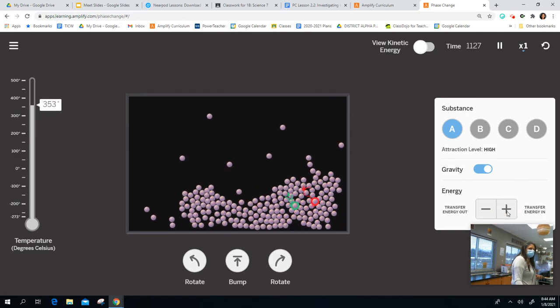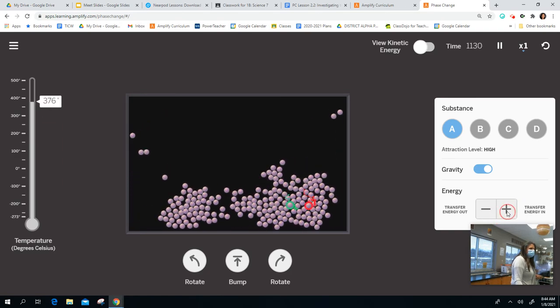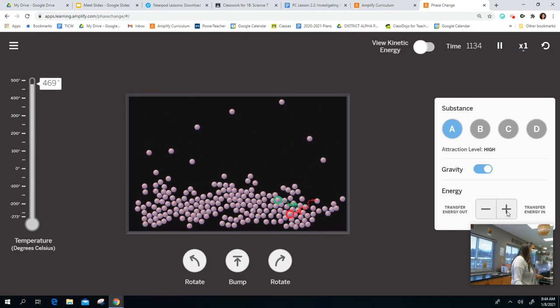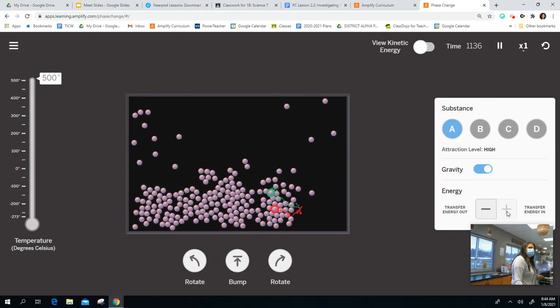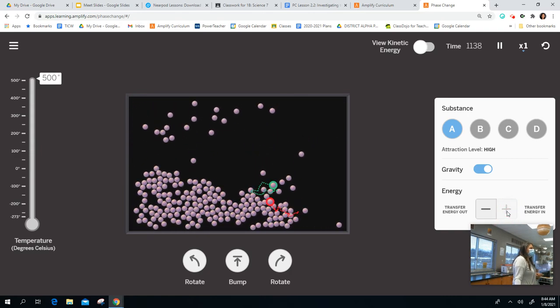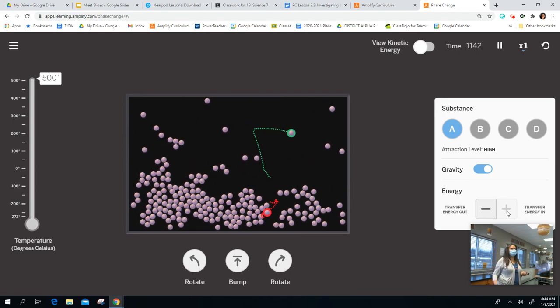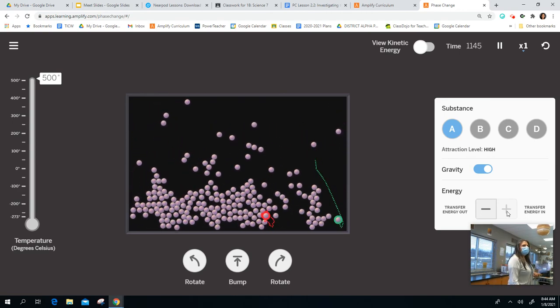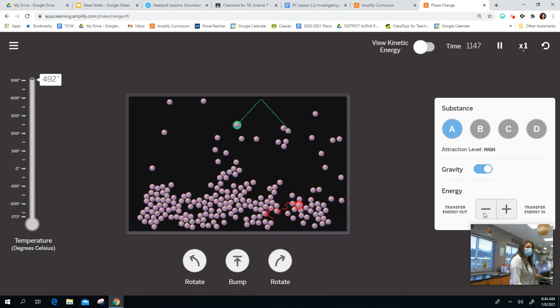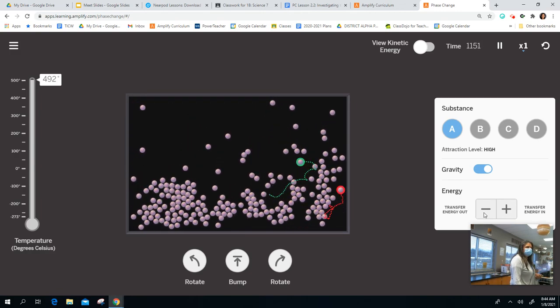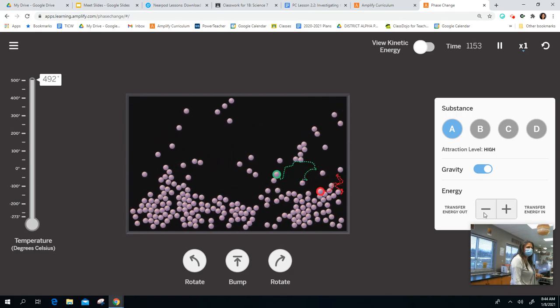Remember, you're thinking about, are those molecules disappearing? Are they changing into a new molecule? Or are they just changing the way that they move as you add energy? And then if you need to, you can go back the other way. Look at my green one. He's all over the place. It's crazy. Oh, got stuck.